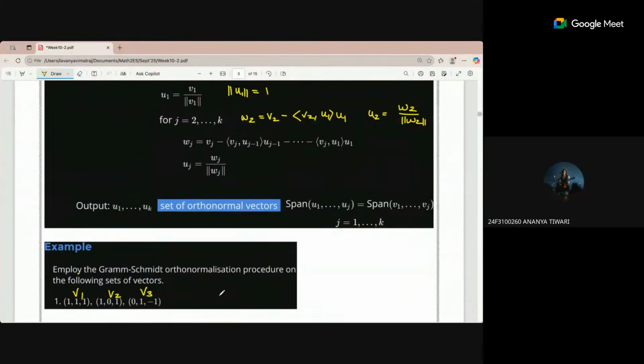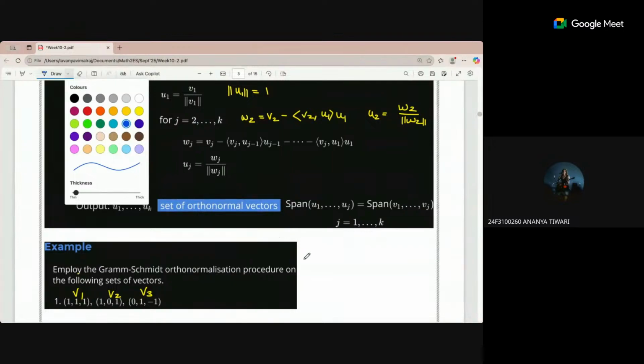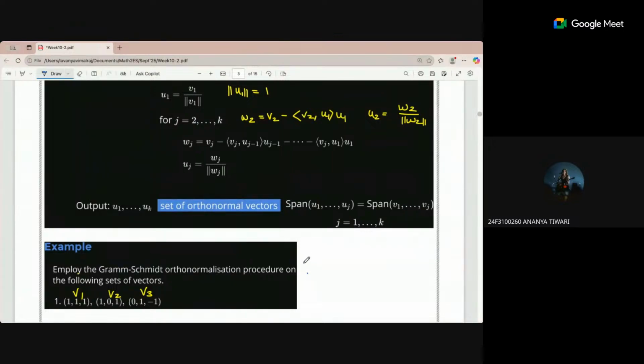It would be 1 by root 3 and that vector v1, and the second one would be 1 by root 2 and that v2 vector, and v3 would be 1 by root 2 and that v3 vector. No, no. The first step is just computing u1. So first we are computing u1. u1 is equal to just v1 by norm v1. Yes, ma'am, that's what I told. Okay, this is fine, but after that you should not do it for all the vectors. So you have 1 by root 3, (1, 1, 1).